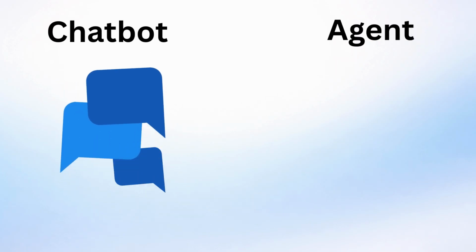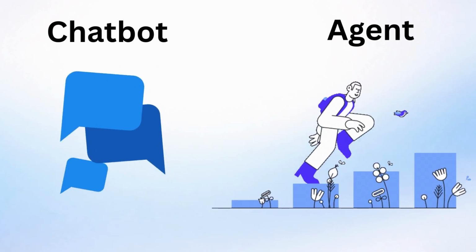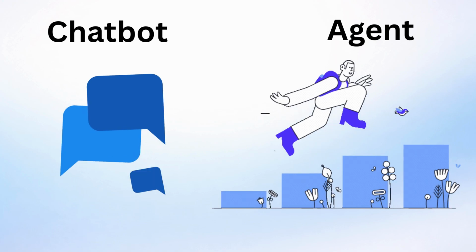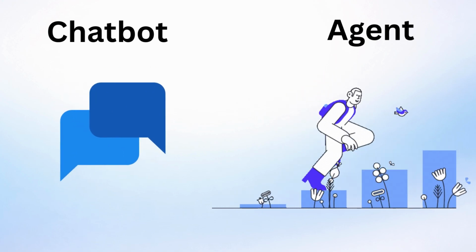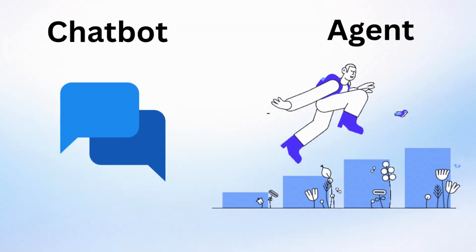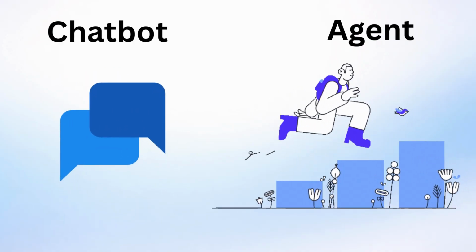A chatbot is reactive. You ask a question, it responds. An AI agent is goal-driven. You give it an objective, and it works step by step to achieve it. A chatbot stops after one response. An agent can follow LLM-generated plans, call tools, evaluate results, and continue until the goal is completed.